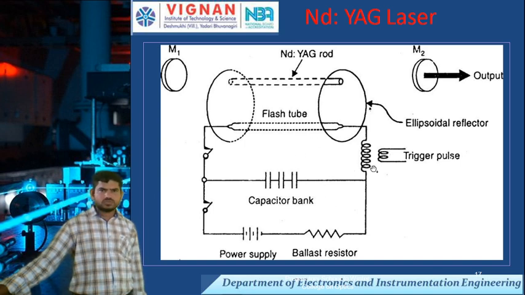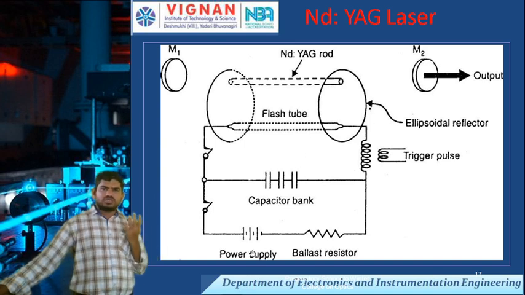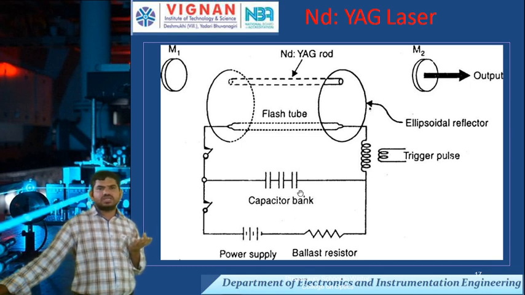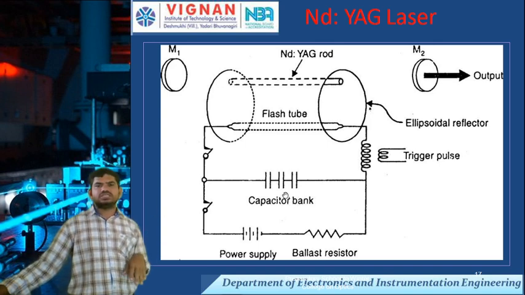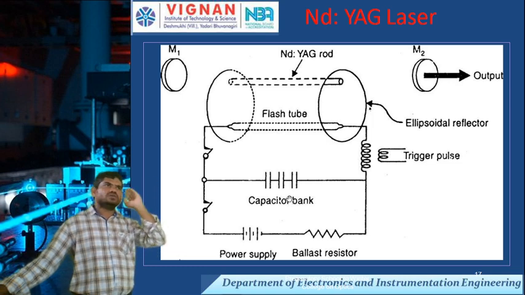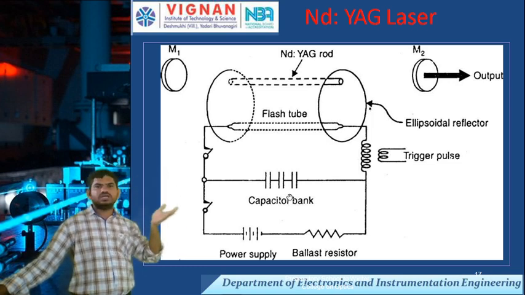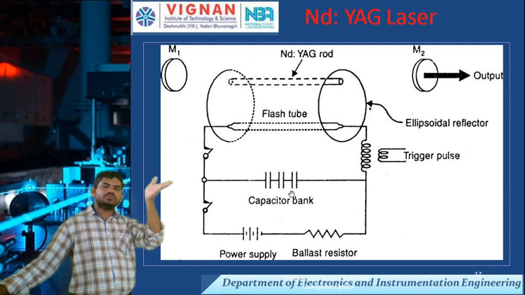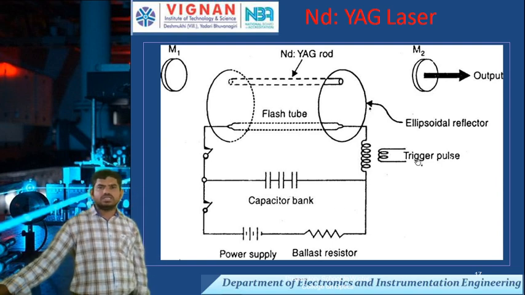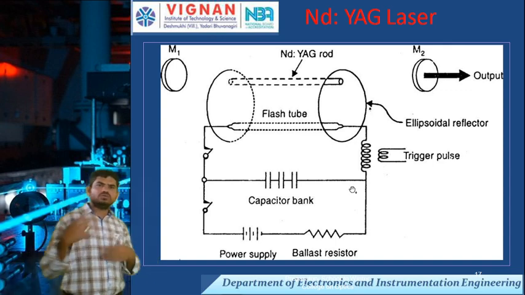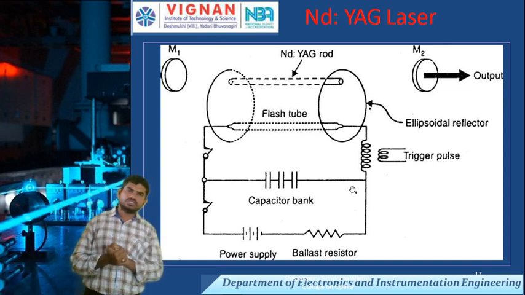Now we require a power supply, and for the power supply we are using this arrangement, with a capacitor. By charging and discharging, we can tell whether we are getting the laser beam output or not. Then this is the trigger pulse, which we use in Q-switching applications. Okay, this is the construction.